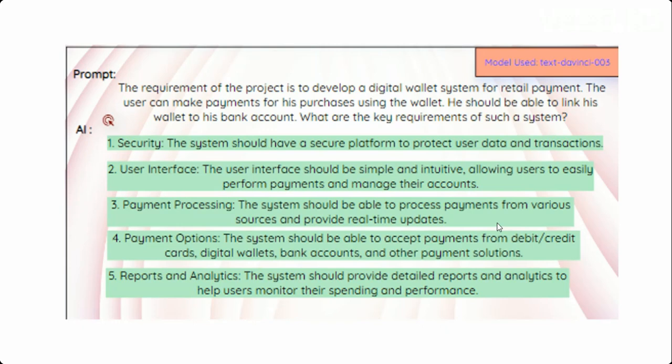He should be able to link his wallet to his bank account, and what are the key requirements for this kind of project? So you have just a brief idea of that project. You have given the prompt, so the AI will generate that for you. So what are the things you have to look at?